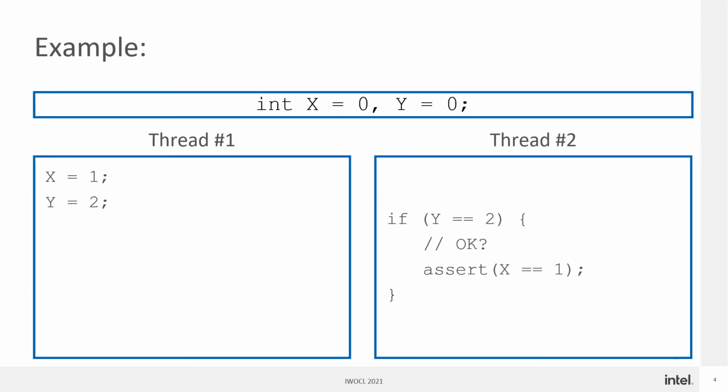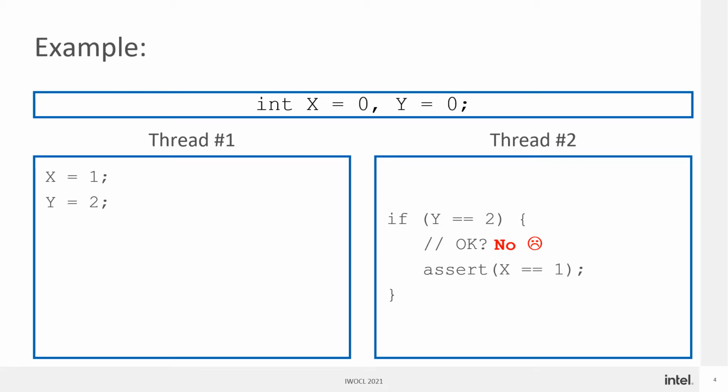Here is an example to motivate why a memory model is important. Let's say that we have two variables, x and y, and we've initialized both of these variables to 0. In thread number 1, which is our producer thread, we're first going to store the value of 1 to x, and then we're going to store the value of 2 to y. In thread number 2, which is our consumer thread, we want to know if we observe the store to y, so if we see that y is equal to 2, can we assert that the store to x has occurred as well? So can we assert that x is equal to 1? As you may have guessed, the answer is no, and that's unfortunate because that could break some algorithms.